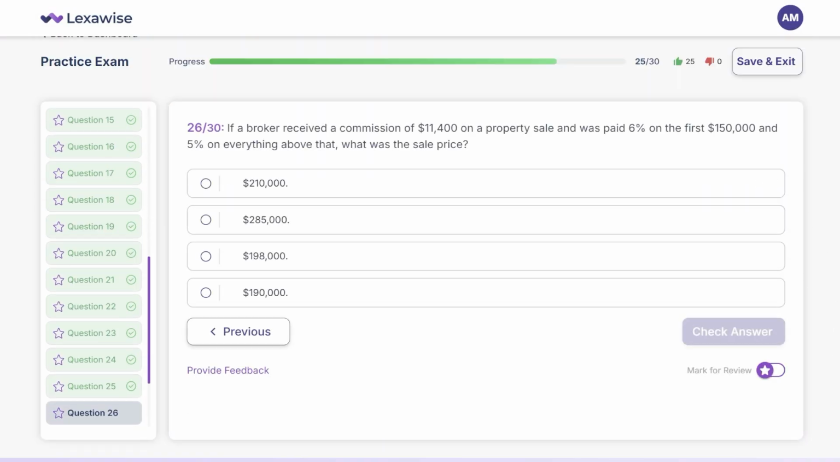If a broker received a commission of $11,400 on a property sale and was paid 6% on the first $150,000 and 5% on everything above that, what was the sale price? A. $210,000. B. $285,000. C. $198,000. D. $190,000. Take a second to run the numbers.